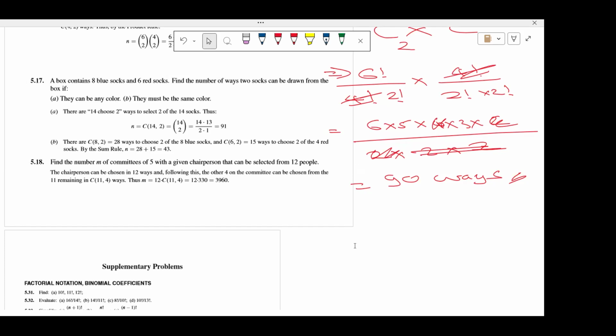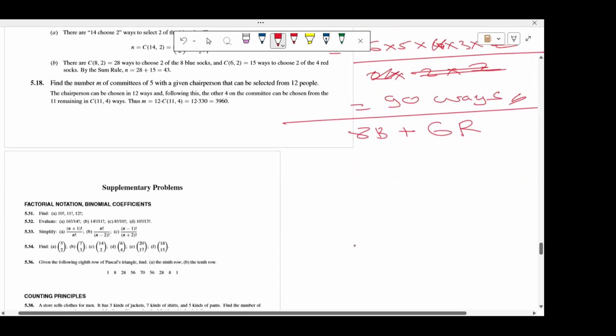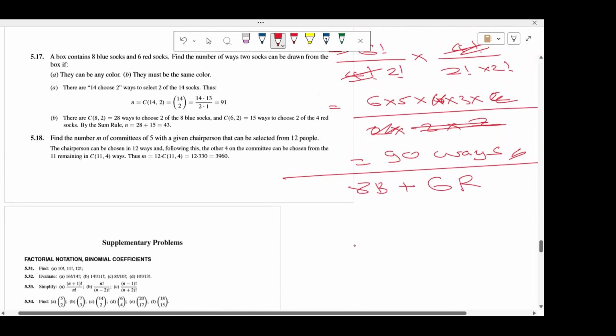Okay, a box contains 8 blue color socks and 6 red color socks, right? Find the number of ways 2 socks can be drawn from the box if they can be any color. In the first question, altogether there are 8 plus 6, that is 8 blue color and 6 red color socks. We need to select 2 socks, right?